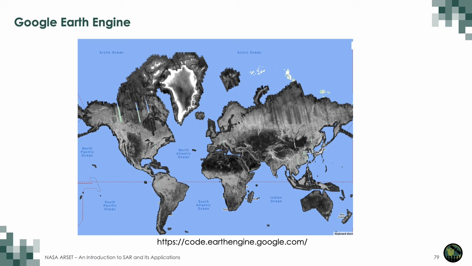And finally, there is Google Earth Engine, which has a repository of different data sets, including Sentinel-1 and PALSAR, the global yearly PALSAR mosaics, as well as some PALSAR ScanSAR data. And so the data on Google Earth Engine are analysis ready. So all you need to do is really just apply a speckle filter.